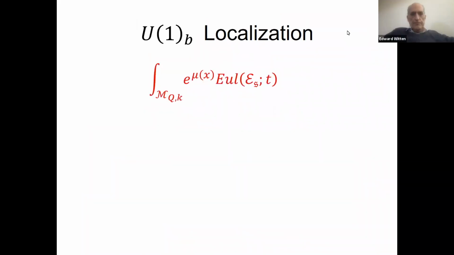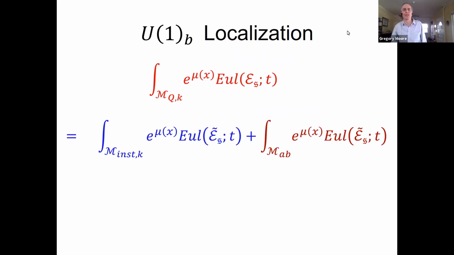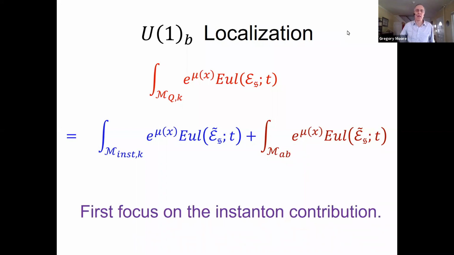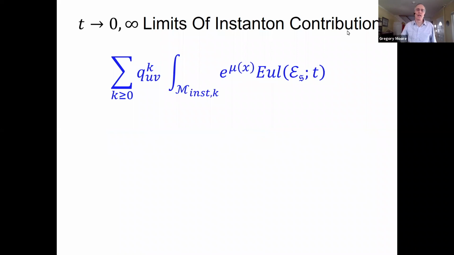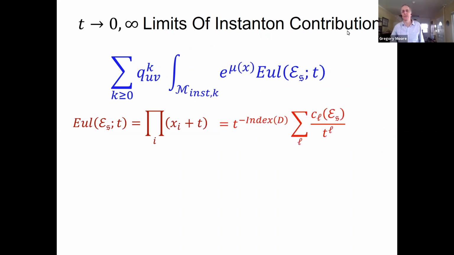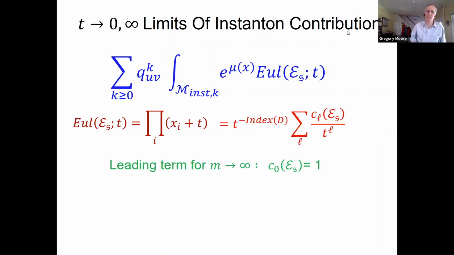Okay. So the U(1) localization looks like this. You have a sum over the instanton and the abelian branch. And let's first focus on the instanton contribution. Then it's interesting to look at the mass to zero and infinity limits here. So this equivariant Euler class we can write out as a product over the splitting classes and write that as a polynomial in t, which I've written this way, to pick out the various Chern classes.